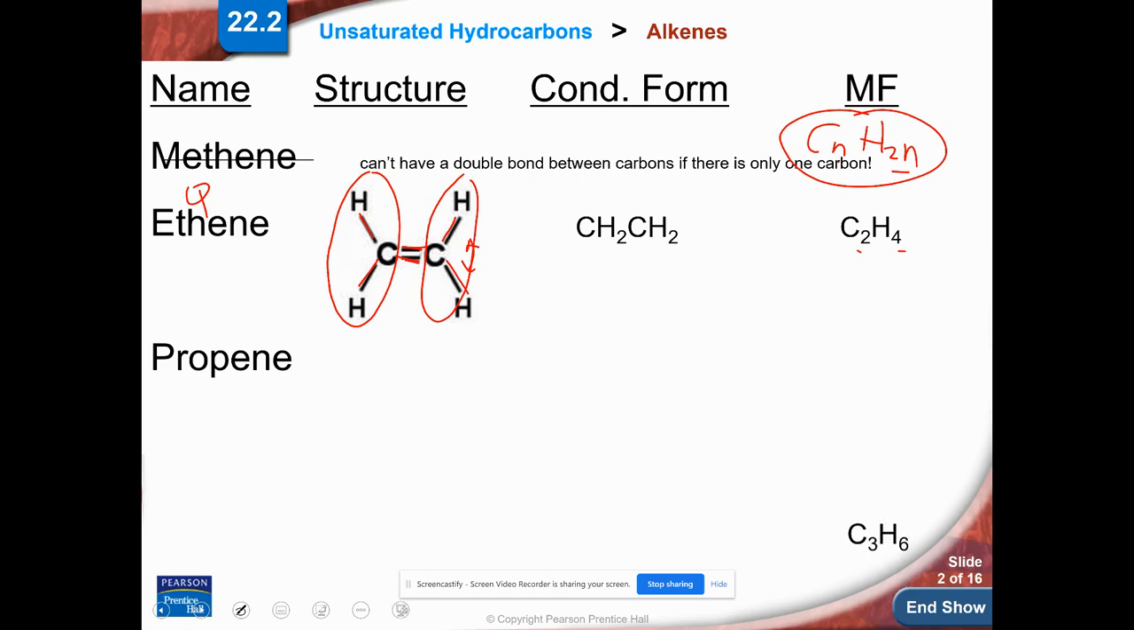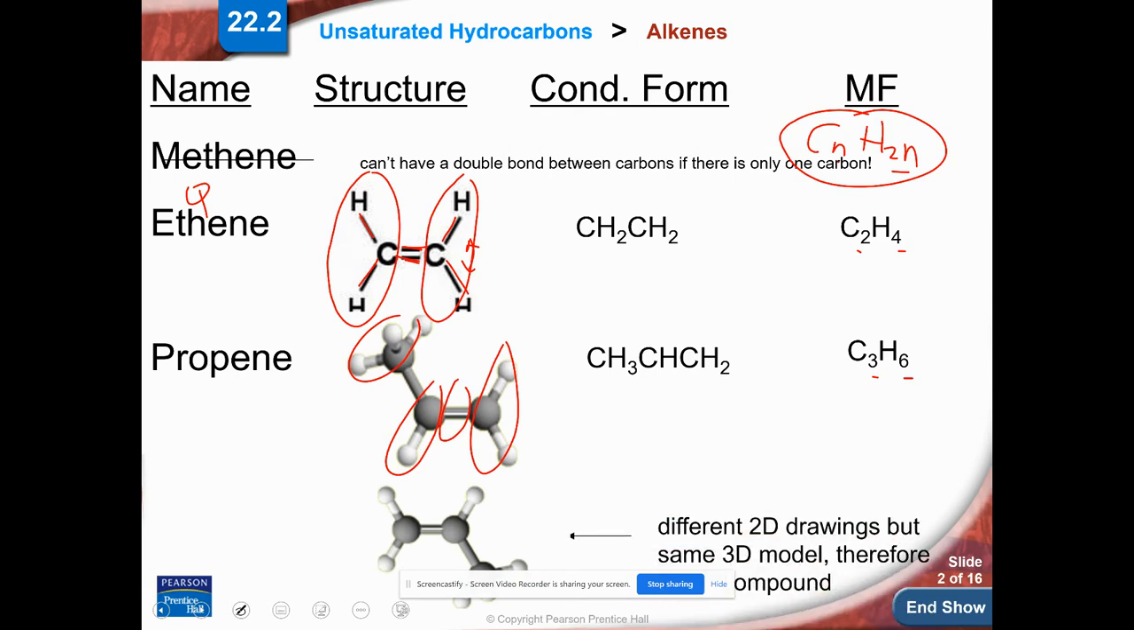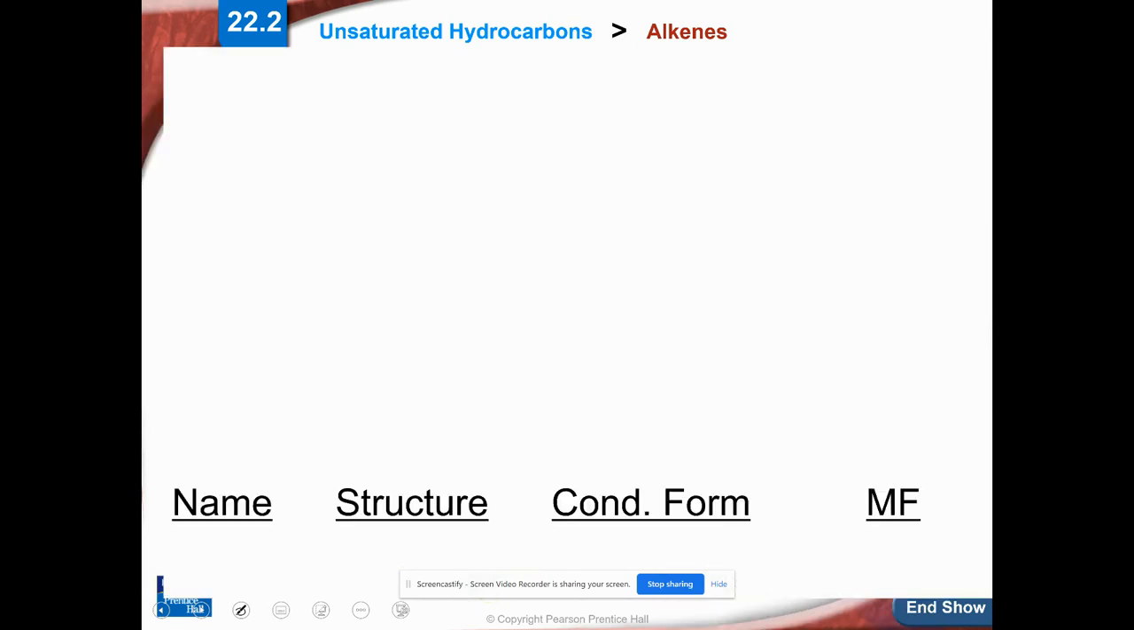So now we have propene, right? So it matches our general formula, right? So 3, and then 3 times 2 is 6. And so here is our double bond right here. And now I have a CH3, and now I have a CH and a CH2, propene. And then now I have the next one, which is butene. Okay, so we are going to keep going.